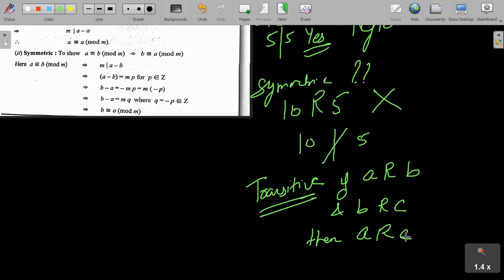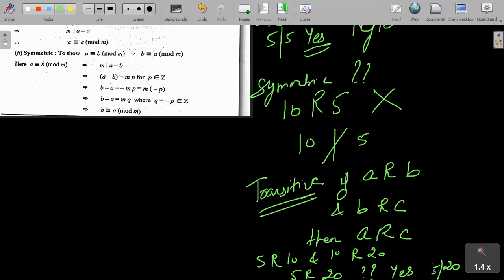Yes, ma'am. So now in this question only, you see 5 is related to 10 and 10 is related to 20. So my question is, is 5 related to 20? Yes, ma'am. Yes, because 5 20 को divide करता है. So you see this relation is reflexive, this relation is transitive, but this relation is not symmetric.